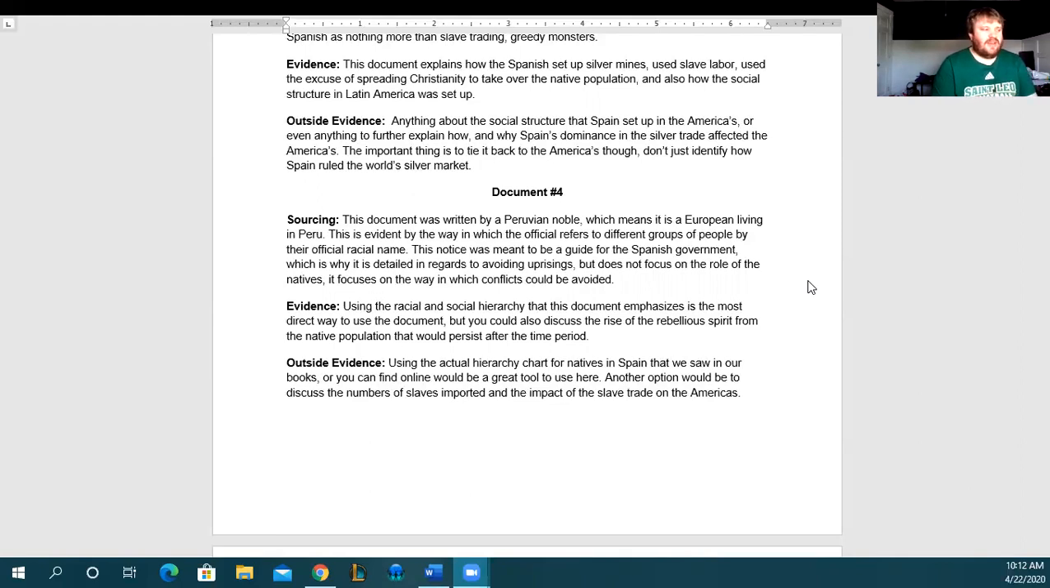When it comes to outside evidence, using the actual hierarchy chart for natives in Spain that we saw in our books from a long time ago, or you can find it online, would be a great tool to use here. Another option would be to discuss the numbers of slaves imported and the impact of the slave trade on the Americas, right? So whenever you actually look at how the slave trade impacted everywhere in the Americas, even though in this document it's only talking about kind of Peru, you could use that same justification and reasoning to explain why slaves were brought into the United States even up through the 1700s.